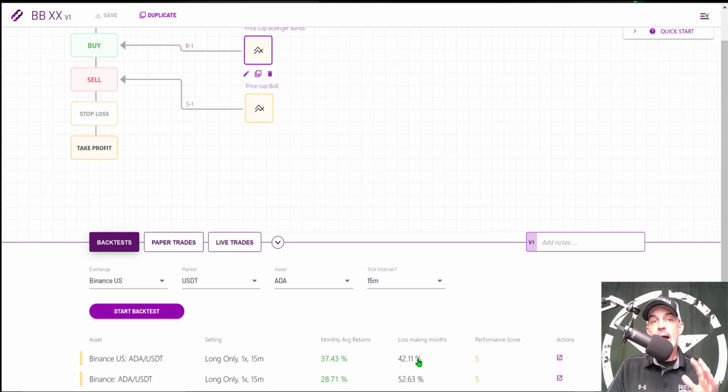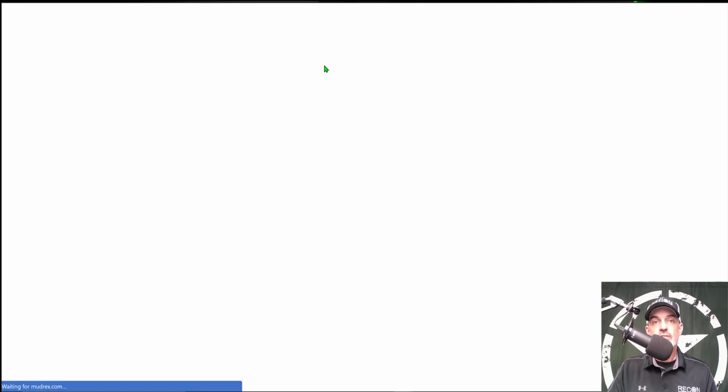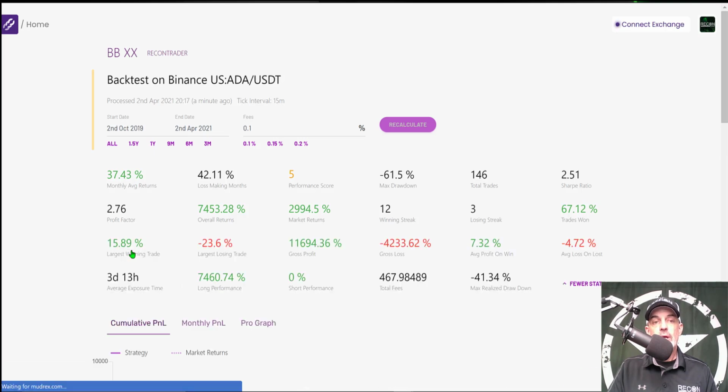Most of my bots on the Mudrex platform have been deployed on Binance US actually. Most of my grid bots have actually been deployed on Binance. So there are opportunities on both exchanges. You just need to do your recon and find out what fits best for the strategy you're looking to deploy. So let's jump over to the details of the Binance US backtest and let's see what we end up with.